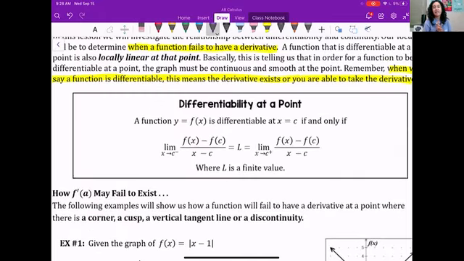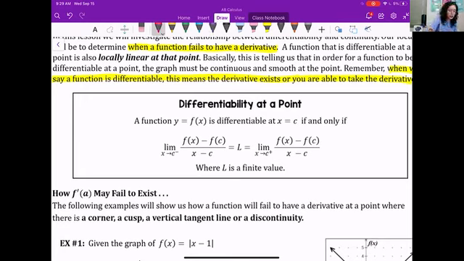Right here, they give us the definition of differentiability at a point. A function is differentiable at a point, they're calling it c, if and only if the limit as x approaches c from the left of f of x minus f of c all over x minus c needs to equal the limit as x approaches c from the right of f of x minus f of c all over x minus c.